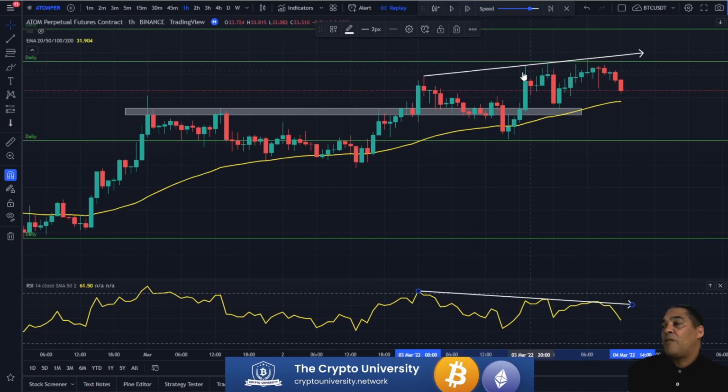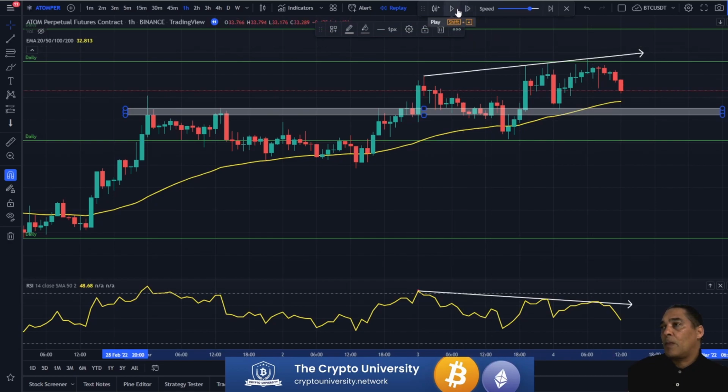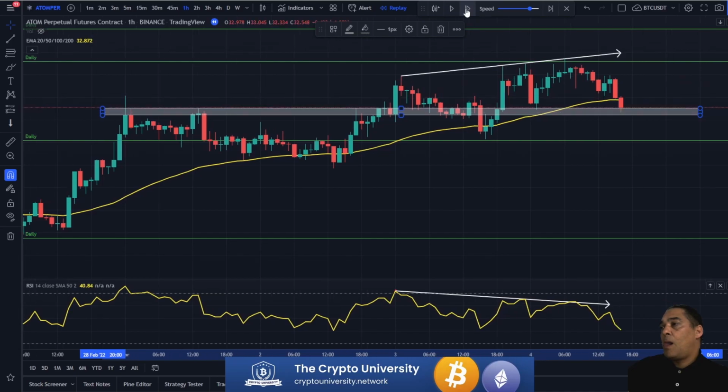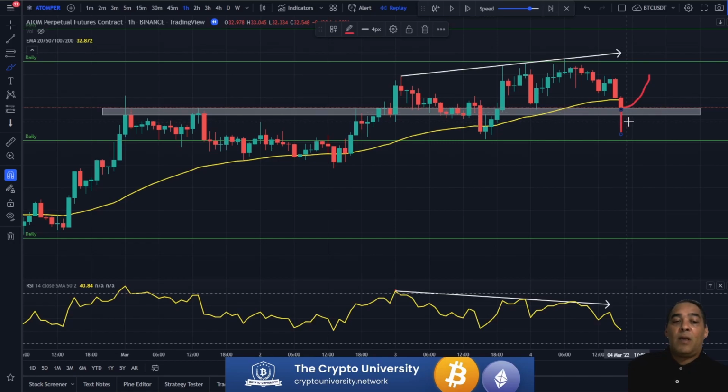So here we have divergences playing out. Extend my zone. Here we have a break into the zone, touch of the zone. So we either would like to see a move to the upside or a break of the zone. Once the zone is broken at candle close, based on my rules, that would be my entry position.